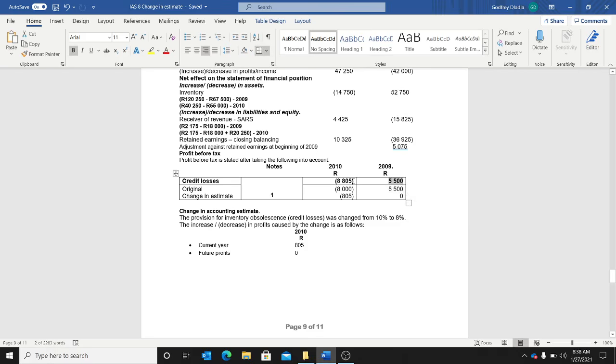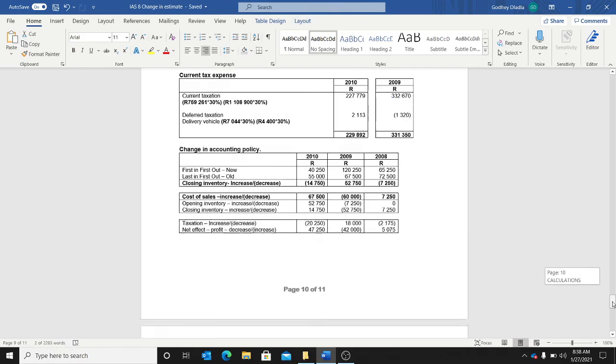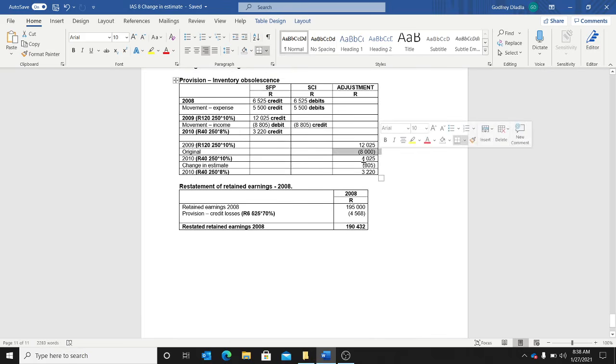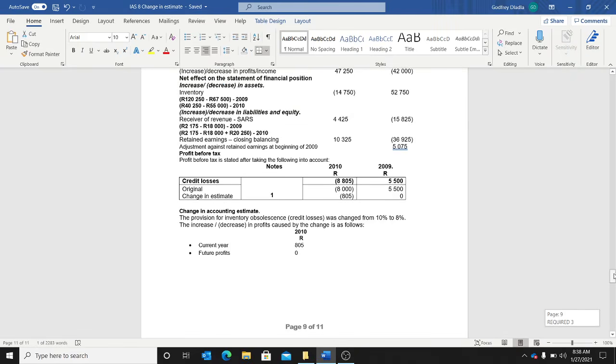See, there's a 0. Then we've got the 8805. Originally, if you're using 10%, you are supposed to come out with 8, which is this 8 here. If you use 10%, you're supposed to come here. Right. Because now you've effected a change in estimate, the 2% change is this one, 805. So you'll see here, here's the 805 in this one, 8,000, and then the 805, adding up to this total.